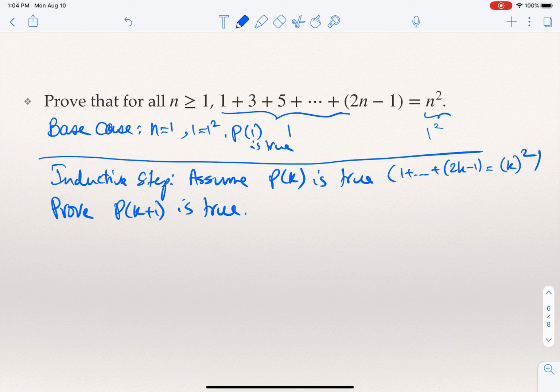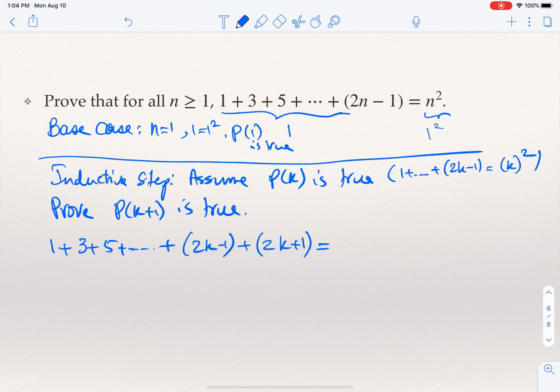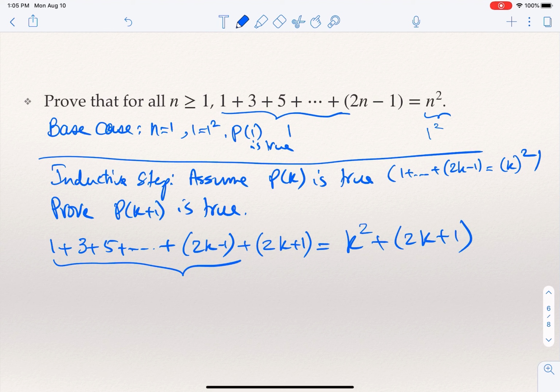But what is P of k plus 1? Again, let's plug in on the left-hand side, instead of n, k plus 1. So the left-hand side now is 1 plus 3 plus 5 plus... When n equals k, it's 2k minus 1. And when n equals k plus 1, this becomes 2k plus 1. And this equals, again by the inductive hypothesis, the sum of 1 plus 3 plus 5 all the way to 2k minus 1, this sum is k squared, plus 2k plus 1. Again, this comes from the inductive hypothesis.